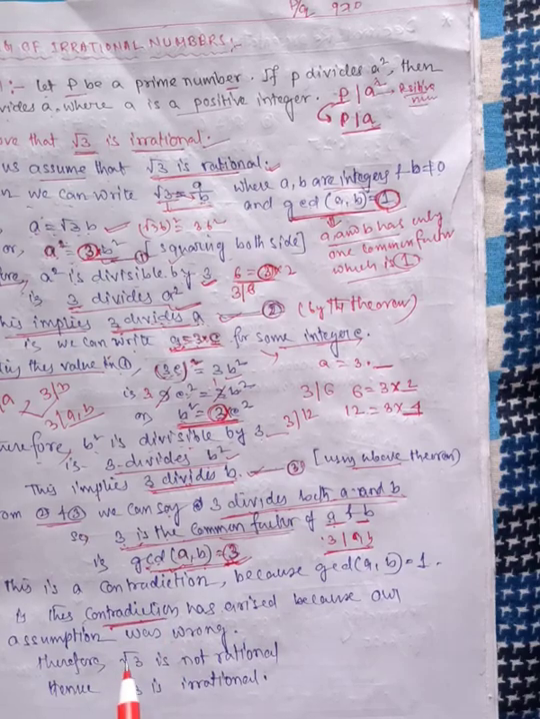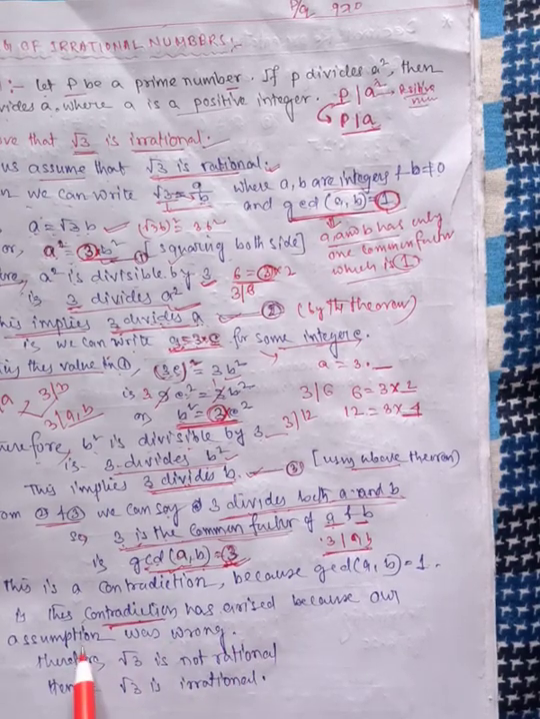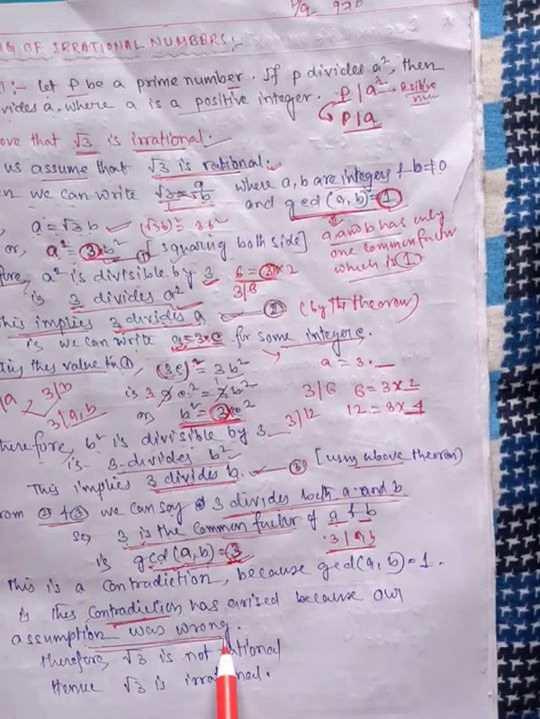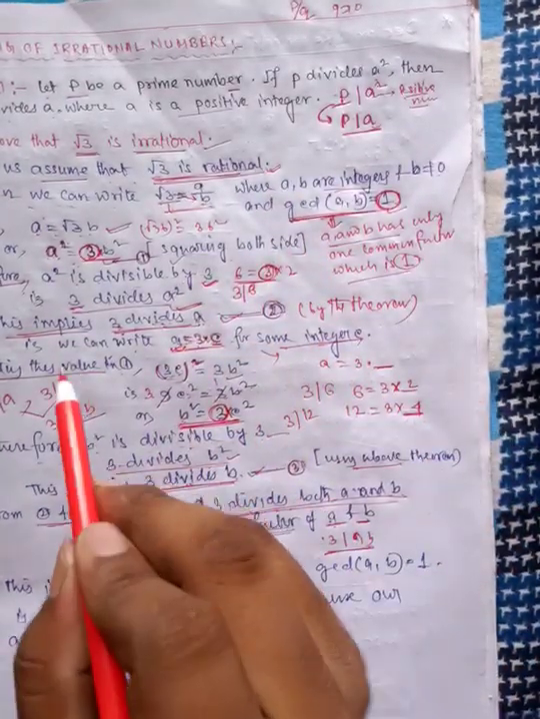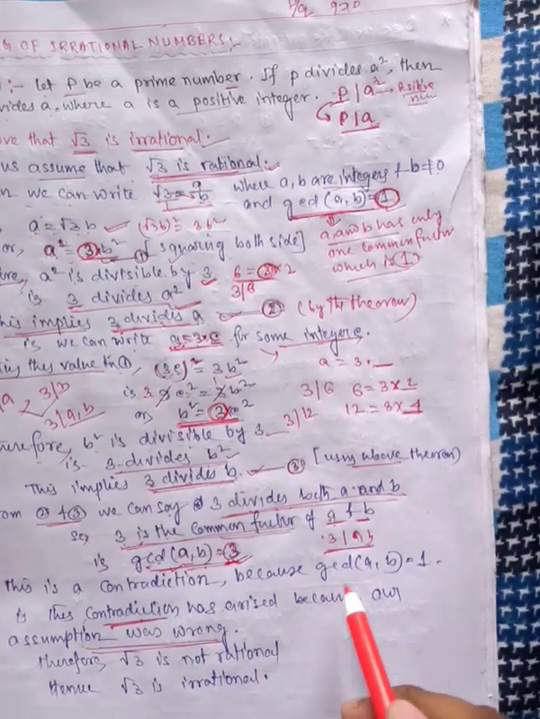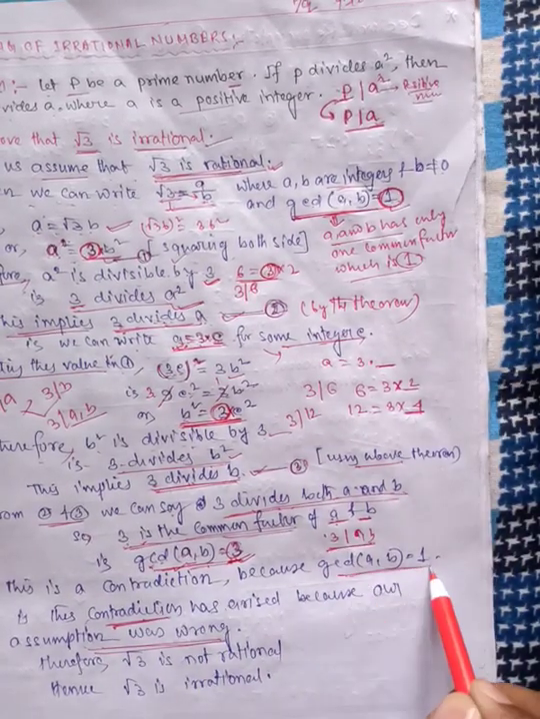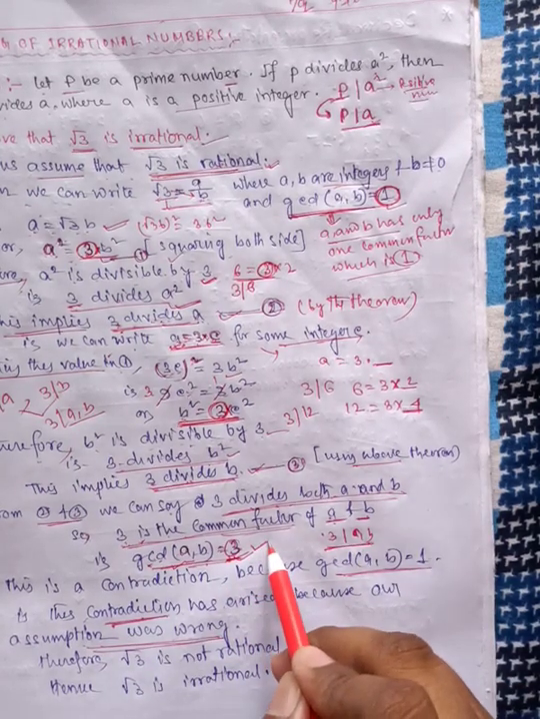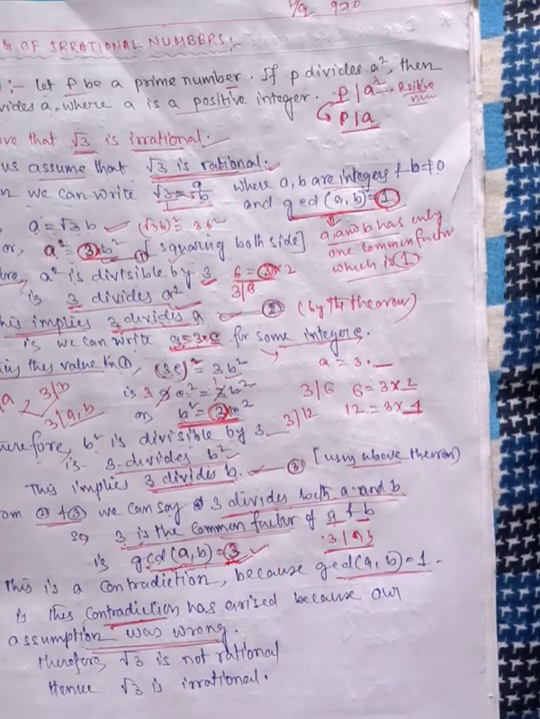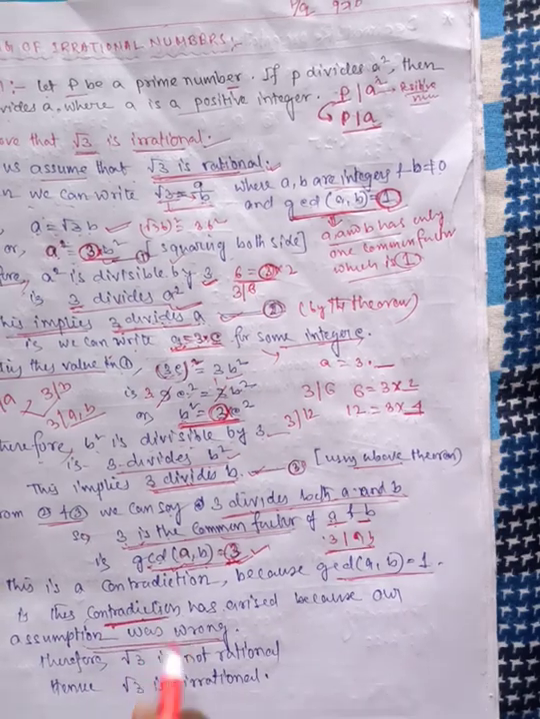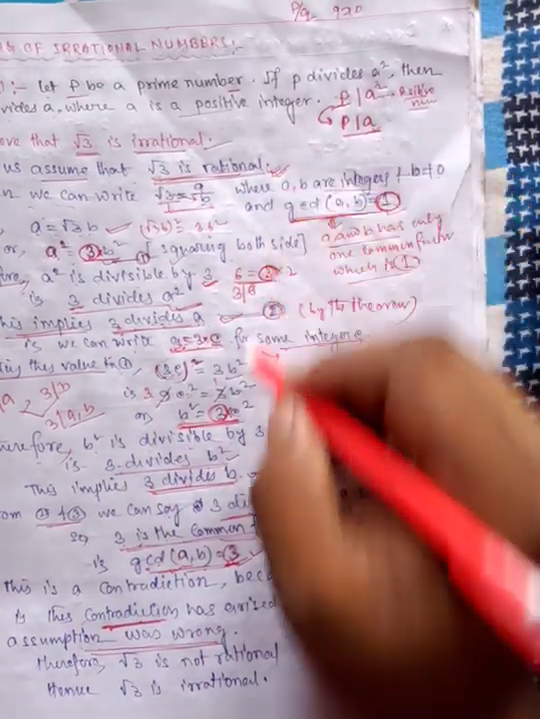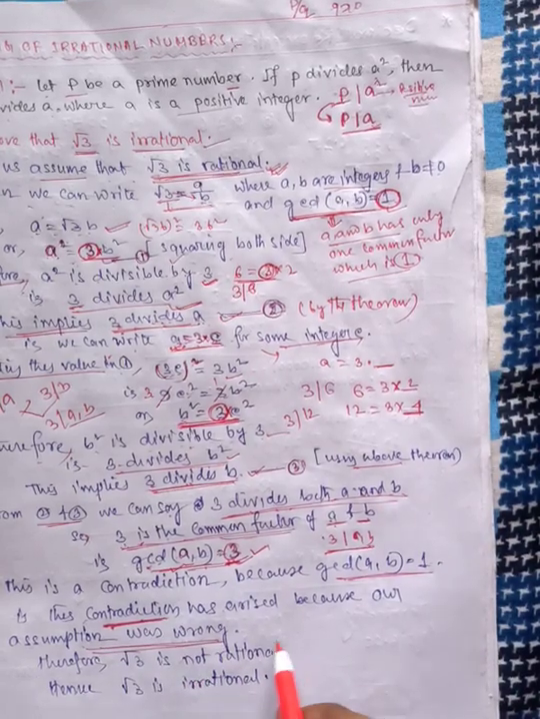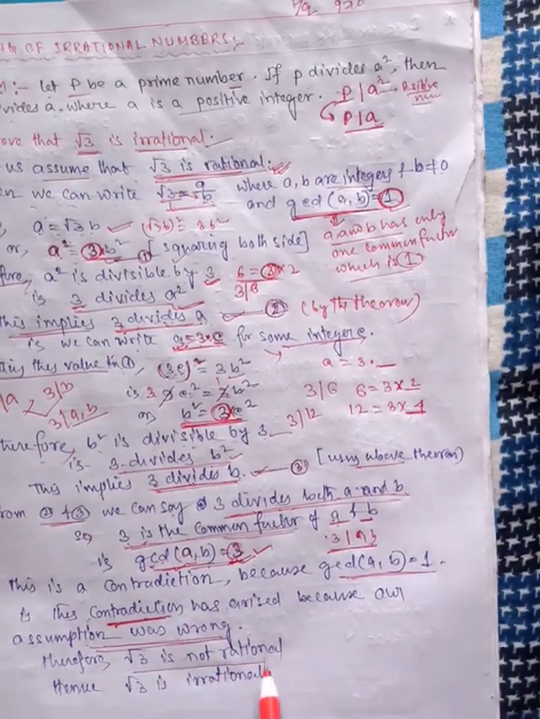Why does this contradiction arise? Because our assumption was wrong. We assumed that root 3 is rational, so it is not possible. If root 3 is rational, then there is a contradiction: we took GCD of a and b as 1, but we got GCD of a and b equal to 3. Understood? This contradiction arises because we assumed root 3 is rational, so root 3 is not rational.